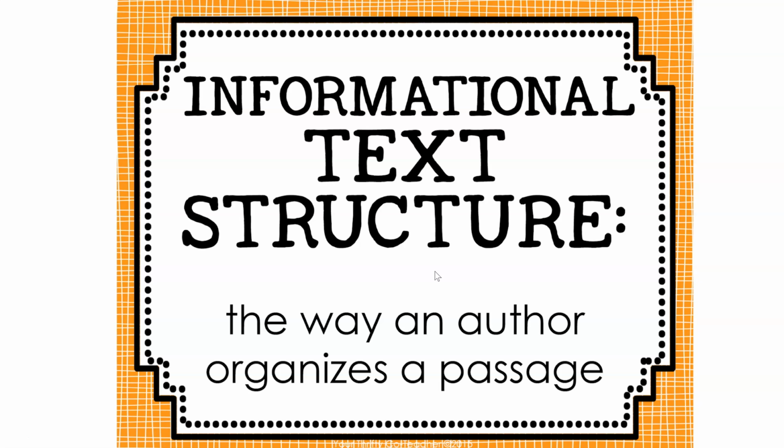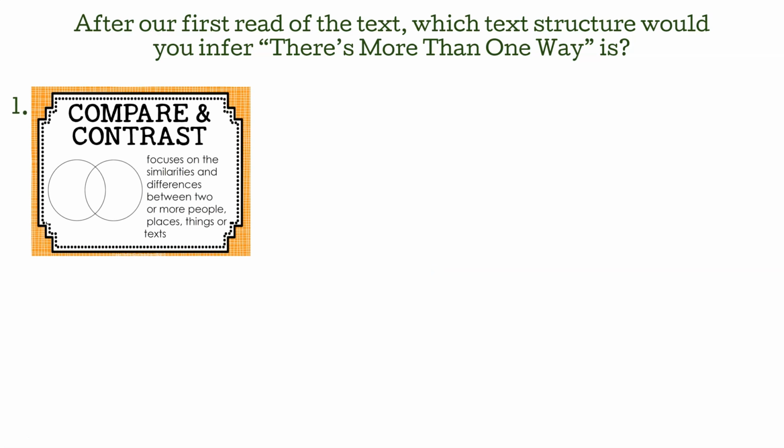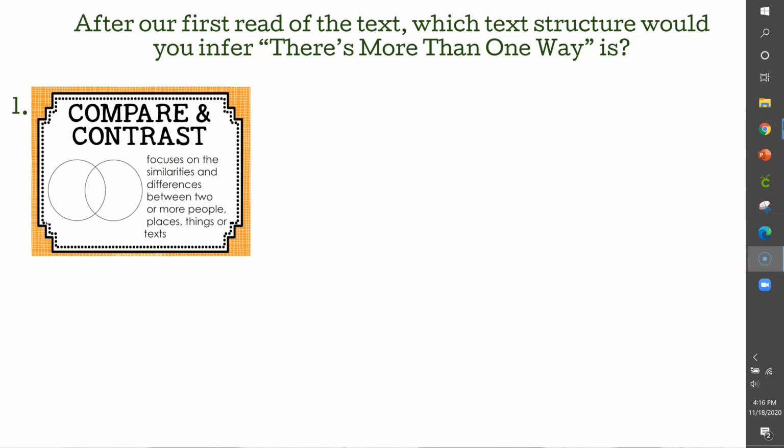Now, I want to talk about informational text structures. This is the way an author organizes a passage. There are many different text structures. I'm going to go over them, and I want you to think about which text structure you think There's More Than One Way is. The first type is compare and contrast. This focuses on the similarities and differences between two or more people, places, things, or text.